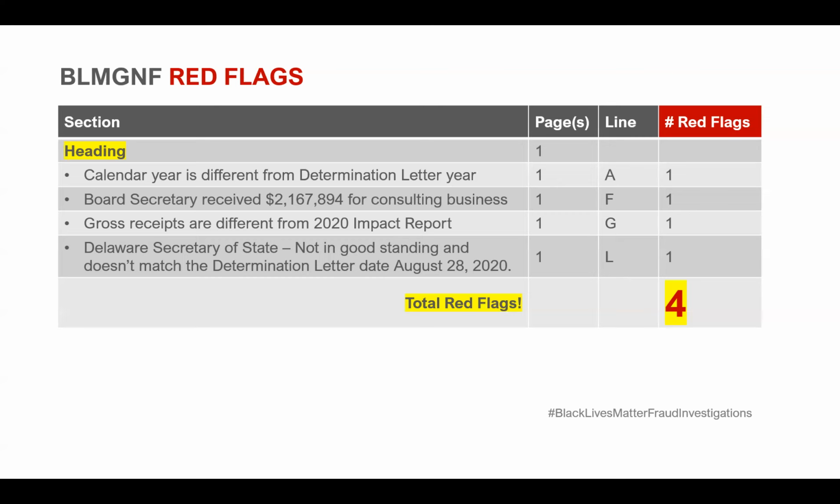And then the Delaware Secretary of State states that it's not in good standing for either year that's filed, 2016 or 2017. However, the filing doesn't match the date on the determination letter, which is August the 28th, 2020. So that's another red flag. Page 1, line L, number 1. So there are a total of 4 red flags just on the heading section. We haven't even gotten into the other parts of the Form 990 yet. We're just on the heading. So that lets you know that this organization is just a fraudulent organization.